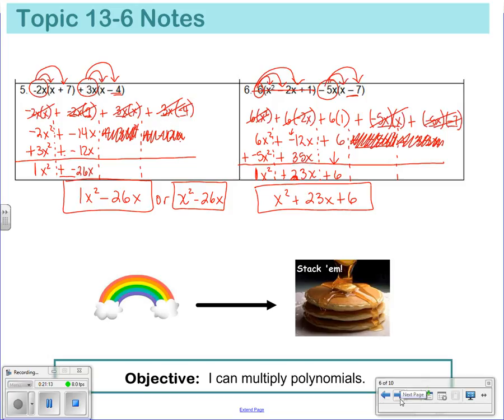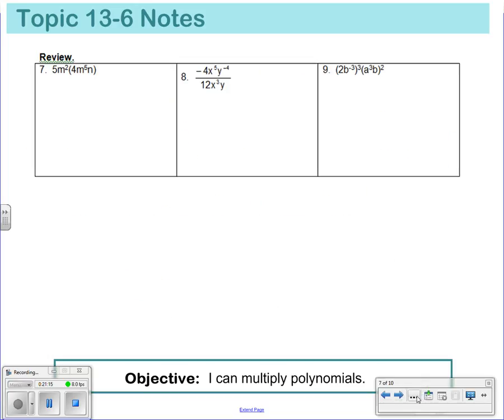Before we conclude this lesson, let's do some review problems because we haven't done some in quite a while. Number 7, this is just our multiplying polynomials. Notice we don't have any exponents outside the parentheses, so all of this is just multiplication. We're going to start by rewriting, putting our numbers first, so 4 times 5. Then our variables, m squared times m to the 5th. And then we have an n left over.